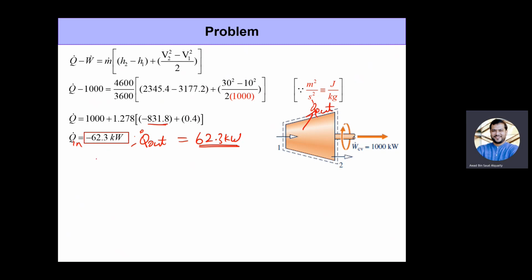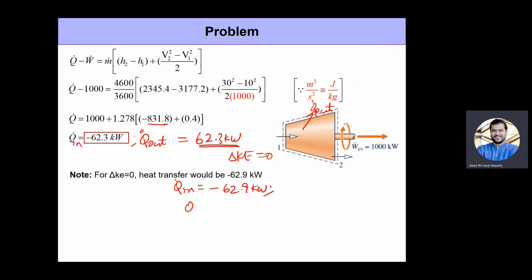Now, what if you neglected kinetic energy changes? What if we said delta KE is 0? If we neglected kinetic energy changes for this particular problem, then the heat transfer, Q in, would come out to be minus 62.9 kilowatt. Okay, or Q out would be 62.9 kilowatt. And as you can see, the difference between these two numbers is not so much. This is the reason why, in general, we go ahead and neglect kinetic energy changes, because they're really, really small compared to all other changes that we need to consider within the system.